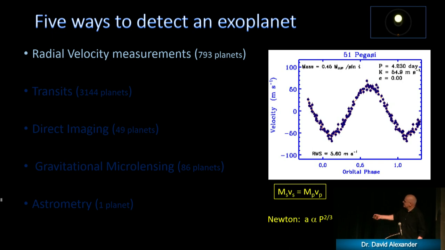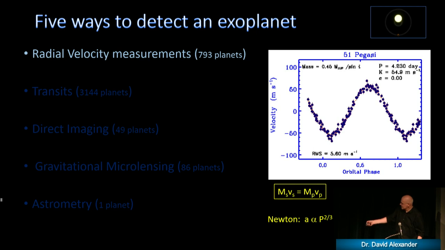If you do the math, this is the conservation of momentum: the mass of the star times the velocity of the star is the mass of the planet times the velocity of the planet. We get the velocity of the star from this curve. We get the period from the separation of these two things. Because of Isaac Newton, we know what that means in terms of the size of the orbit. If we've got a circular orbit and the time it takes to go around, we've got the velocity of the planet.